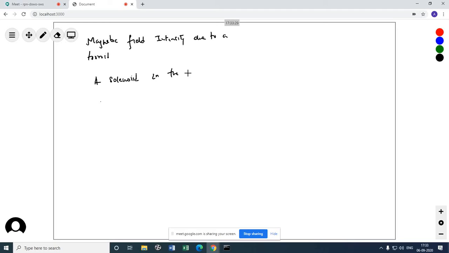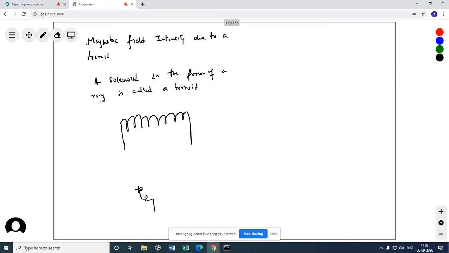in the form of a coil or ring, in the form of a ring, is called a toroid. So if you look at this, this is our solenoid, okay, and if I make it in the form of a ring, it would be something like this. If you make it in the form of a ring, a circle, that is a toroid, but this is not the actual picture.